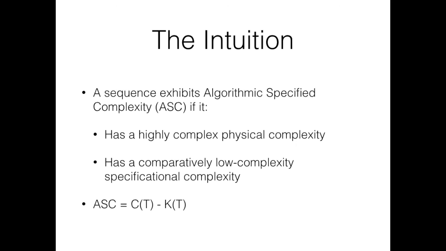So the bare intuition is that a sequence exhibits algorithmic specified complexity if it has a highly complex physical complexity, but it can be described with a comparatively low specification complexity. So in other words, algorithmic specified complexity is the physical complexity measured in bits of the sequence minus the Kolmogorov complexity of the sequence measured in bits.